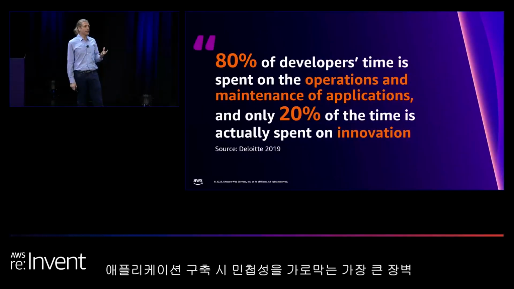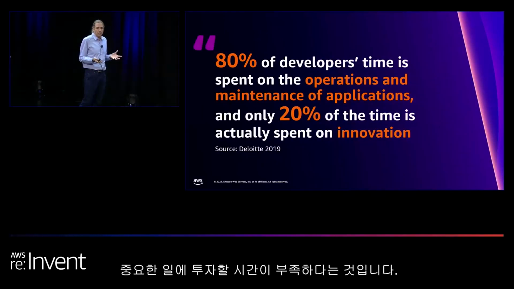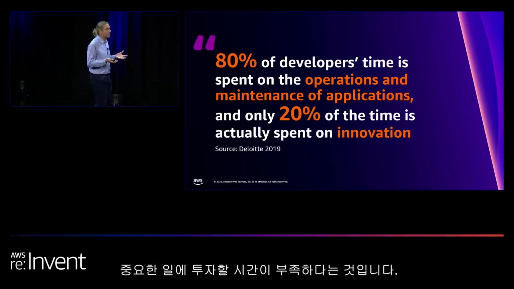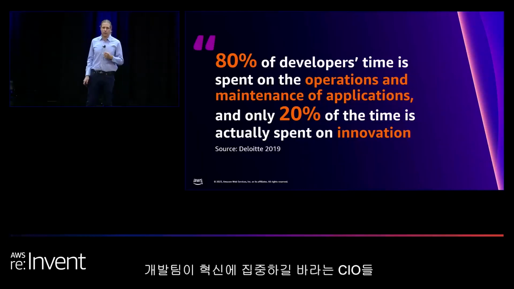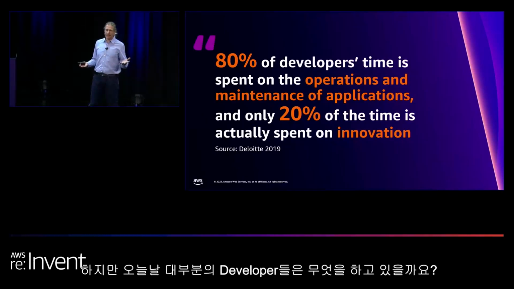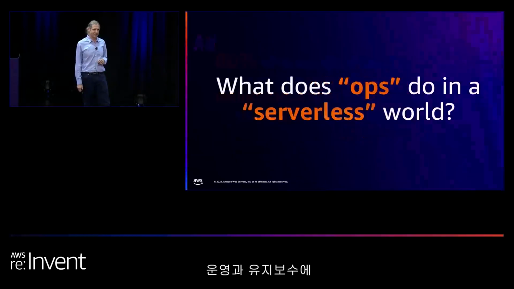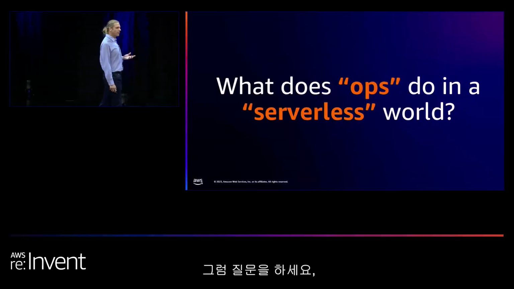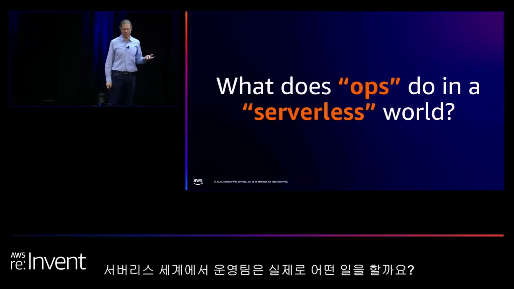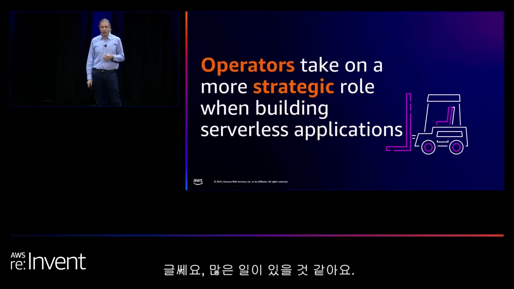But again, let's just switch and look a little bit at ops again. The biggest barrier to agility when building applications is often a lack of time spent on the things that matter. CIOs want development teams to focus on innovation and move with speed, but today, what are most developers doing? They're spending a lot of time on operations and maintenance. So then you ask the question, what does ops actually do in a serverless world? Well, I think there's a lot.